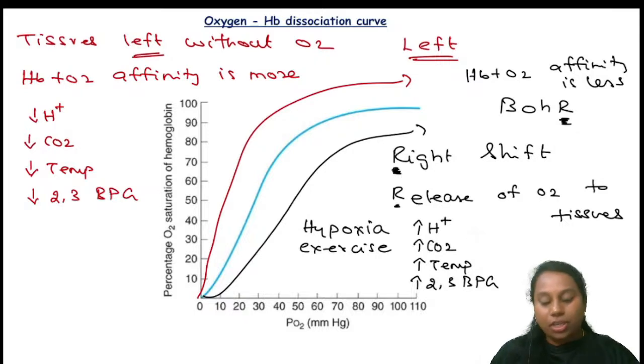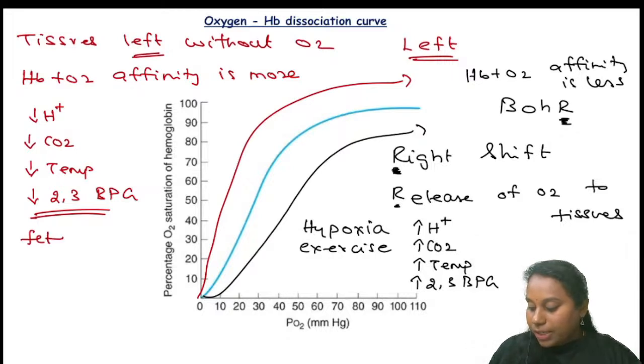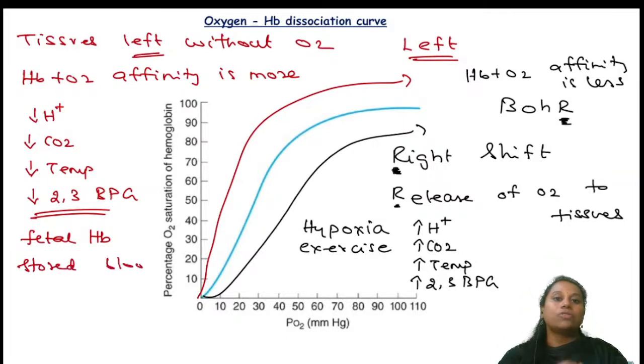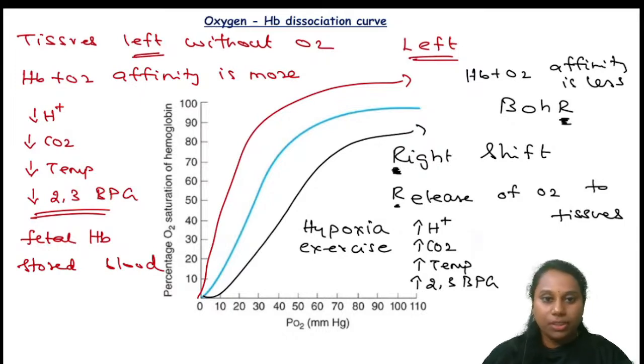Other factors which can decrease 2,3-BPG are fetal hemoglobin and stored blood. This also can cause a left shift of the curve. Fetal hemoglobin is made up of gamma chains. Fetal hemoglobin and stored blood can cause a left shift of the curve.